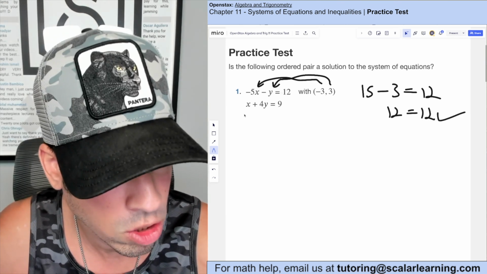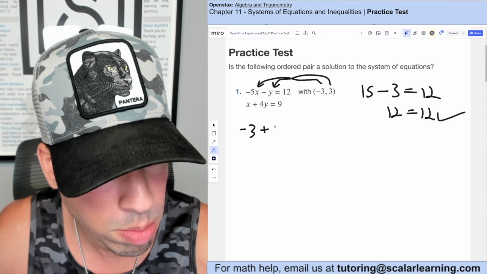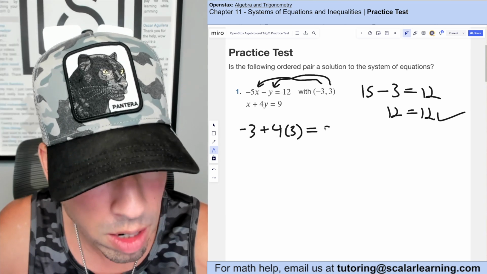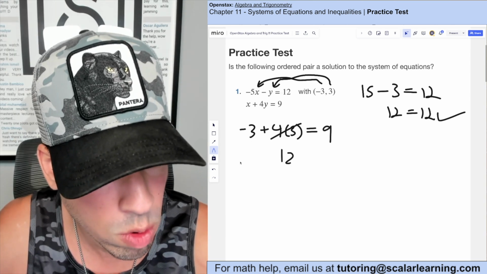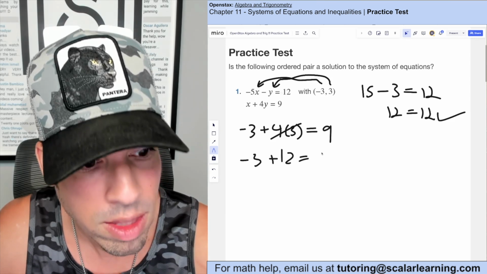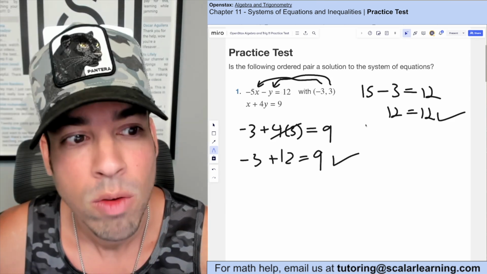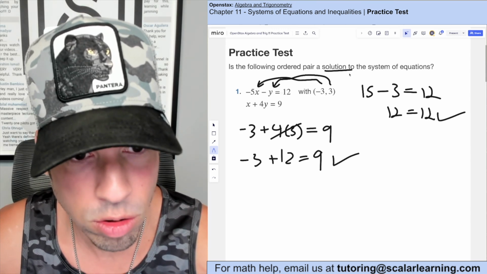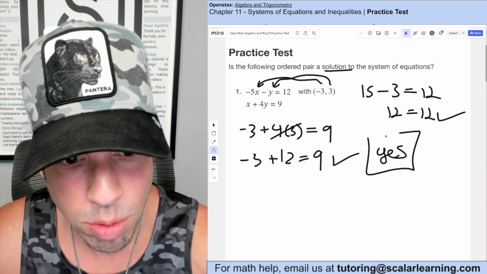Now I'm going to plug it in here. Plug in negative 3 for x. Plug in positive 3 for y. Okay, so 4 times 3, that's 12. Negative 3 plus 12, that indeed does equal 9, which means that this is a solution to the system. So we'll say yes, boom, done.